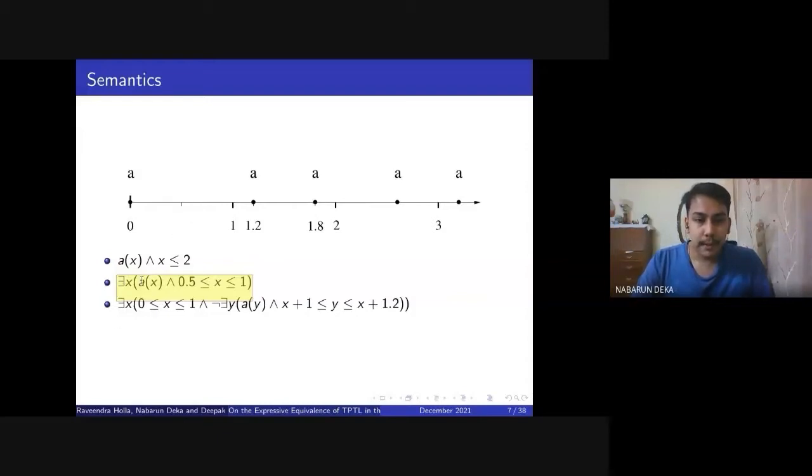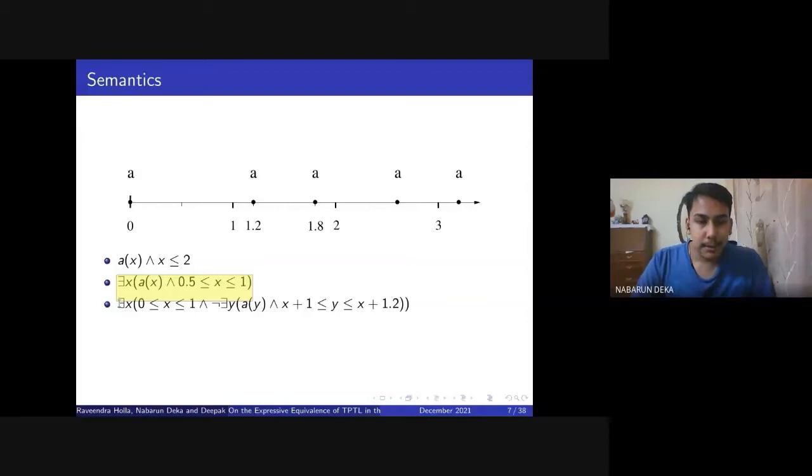Now observe that this formula is not satisfied by this time word in both the pointwise and the continuous semantics. It is not satisfied in the pointwise semantics because there is no action between 0.5 and 1. So x cannot even take any value between 0.5 and 1. It is not satisfied in the continuous semantics because even though x can take values between 0.5 and 1, none of them satisfy A of x.